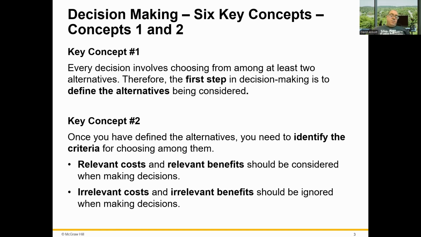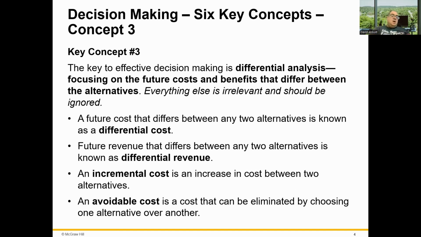Key concept number two. Once you have defined the alternatives, you need to identify the criteria for choosing among them. Relevant costs and relevant benefits should be considered when making decisions. Irrelevant costs and irrelevant benefits should be ignored when making decisions.